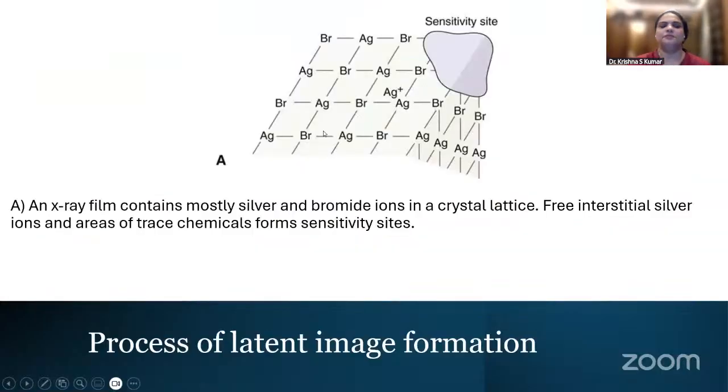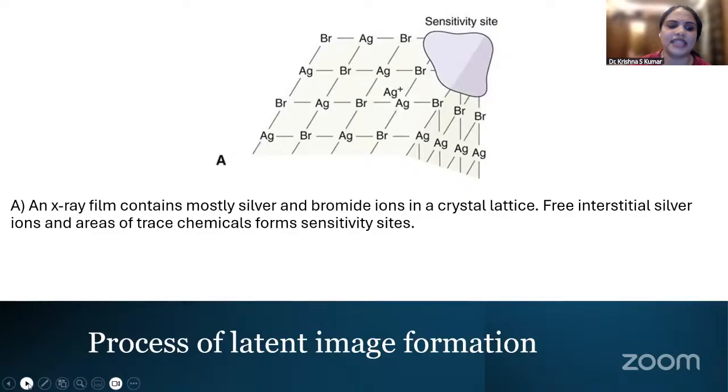So this is an emulsion. You can see this is a section of an emulsion which contains the silver halide crystals, mainly the silver bromide crystals. There are free interstitial silver ions, and there are trace elements like sulfur, which form the sensitivity site. These trace elements store the energy and it reduces the patient exposure.